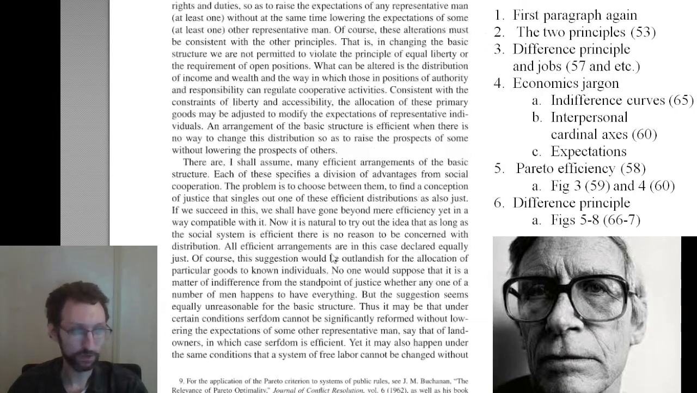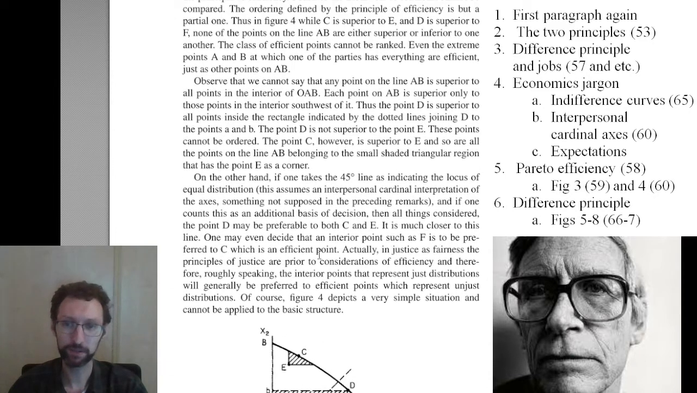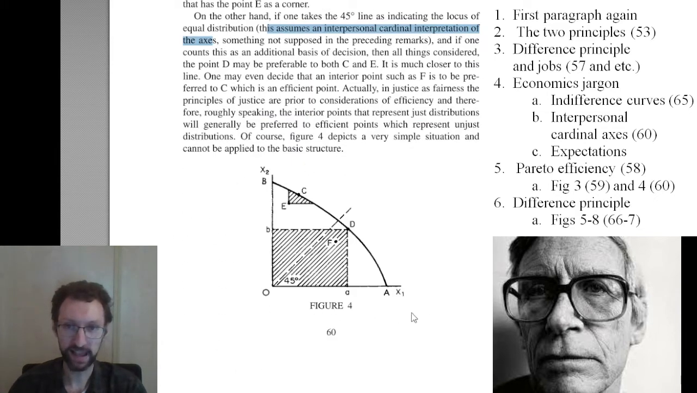Another piece of jargon Rawls uses, which you don't actually have to understand, but it can be confusing to see words you don't understand, so I'm going to explain them anyway, is interpersonal cardinal axes. He says this assumes an interpersonal cardinal interpretation of the axes at one point. So what does it mean to have interpersonal cardinal axes? We've got some charts. We have the x-axis down here, the horizontal axis, and the y-axis over here, the vertical axis. On the vertical axis, we're charting this person x2, how good they're doing. And on the x-axis, we're charting this person x1, how good they're doing. We go from 0 to whatever.